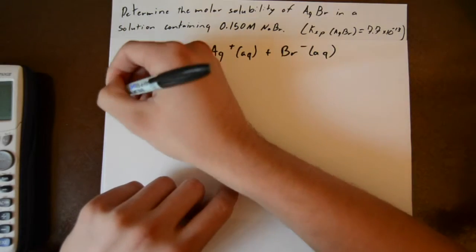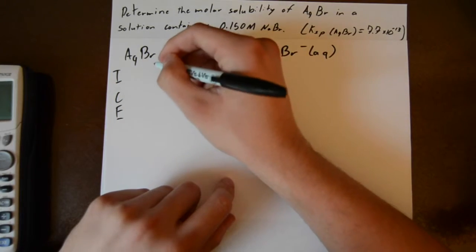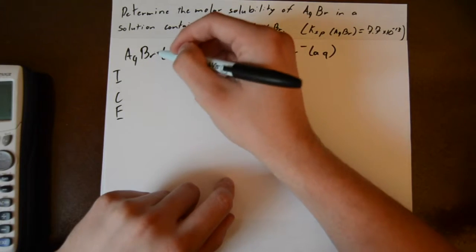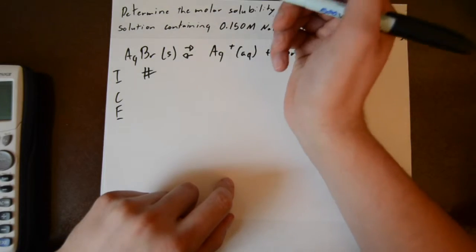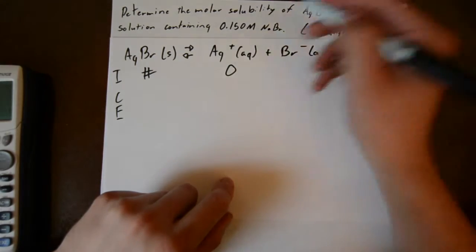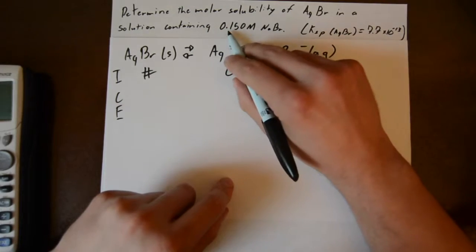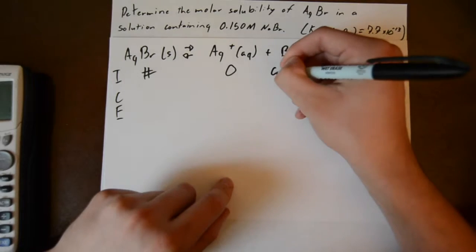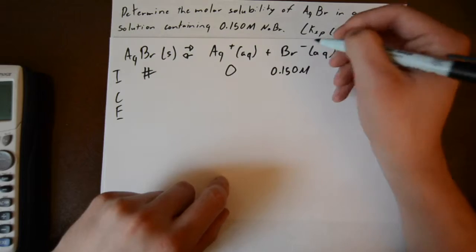So let's draw out our ICE table. Initially, you'll have some number of this, but it won't matter in our final K value calculation because you don't add solid to the K calculations. So you have some number of this. You have 0 of this, and usually you'd write 0 here, but you have 0.150 moles of NaBr. That means that you'll have 0.150 moles of bromide in solution already.